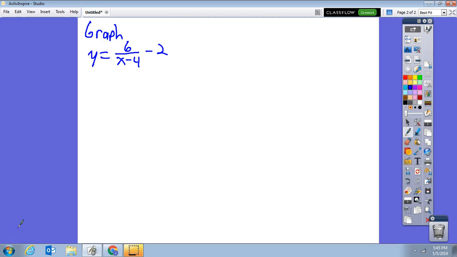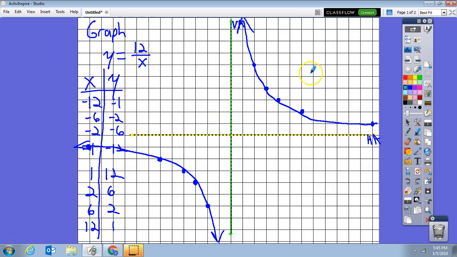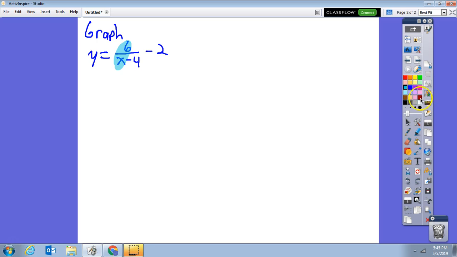Here's another example of graphing an inverse variation, but this time we have an inverse variation with a horizontal and vertical translation on the graph. Meaning, in layman's terms, your function is moving, right? So we talked about right here that you have 6 over x, which is very similar to what we just did on the previous video of 12 over x, where we found our table of values.